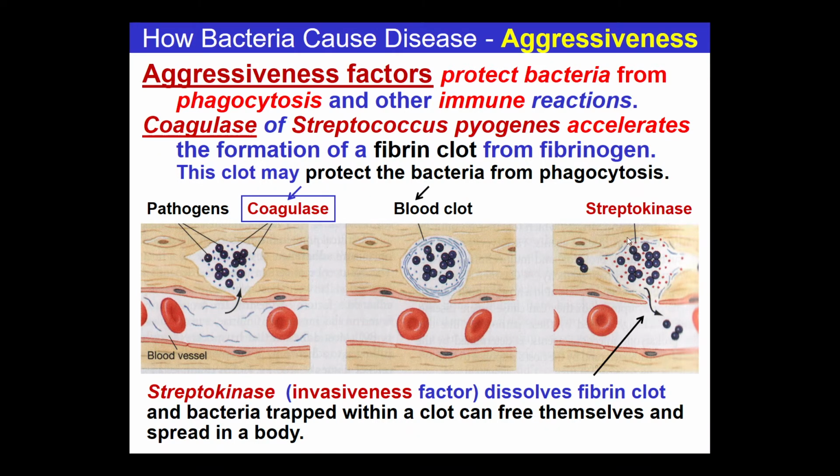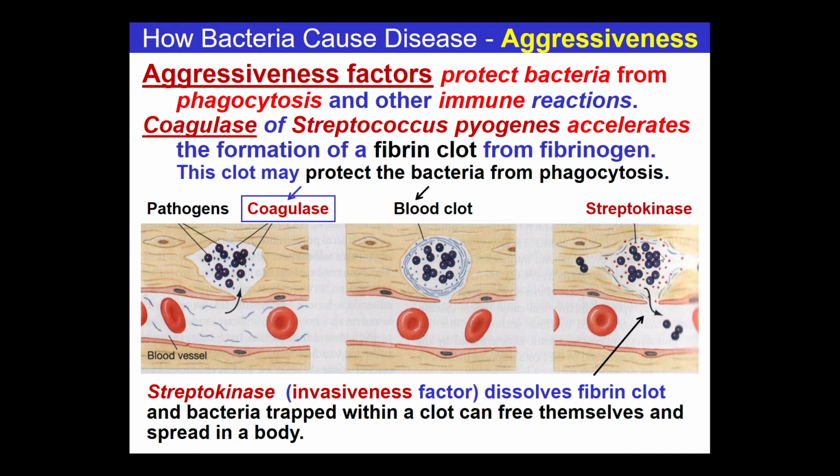In the future, this fibrin clot would be dissolved by the second enzyme of Streptococcus pyogenes, that is streptokinase. Streptokinase is an invasiveness factor. We talked about this. It dissolves the fibrin clot, and bacteria trapped within the clot can become free cells and spread in the body.